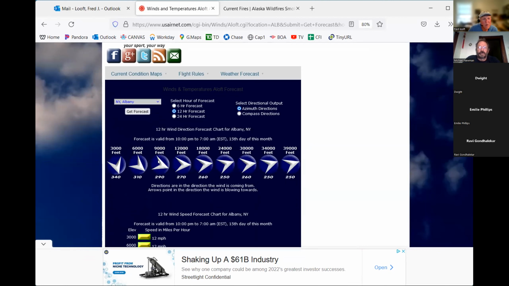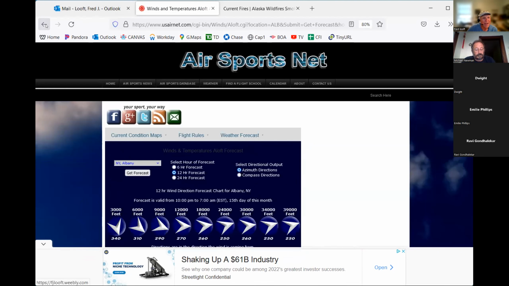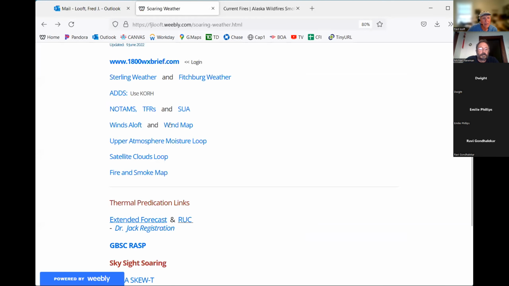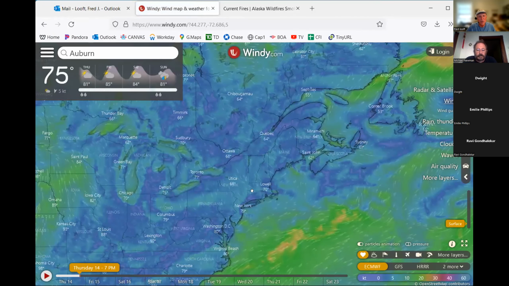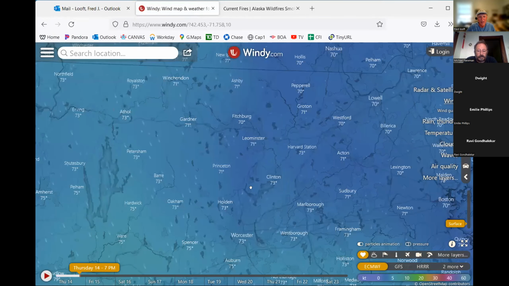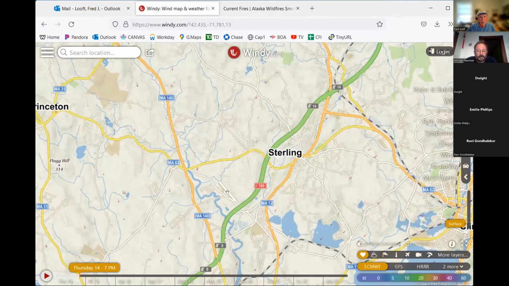The ADDS presentation you get to on the winds button on my side is much better than this, Fred. Yeah, I use another one as well. And you can see at different altitudes what the winds are going to be. I occasionally look at this one. What I actually like is the wind map. I use this one actually for quite a ways out. And I zoom in to Sterling Airport.